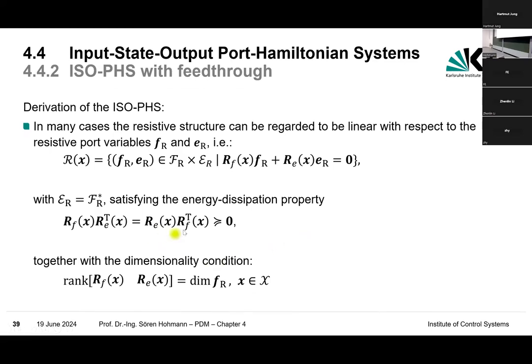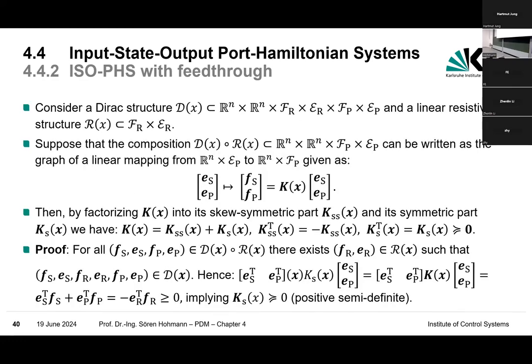Re times Rf has to be positive definite, and Rf times Re as well. So in these cases, we can say, okay, I can solve this equation for a set of variables, a combination of Er, Fr, whatever that I can solve. Going on, sorry for this full slide.